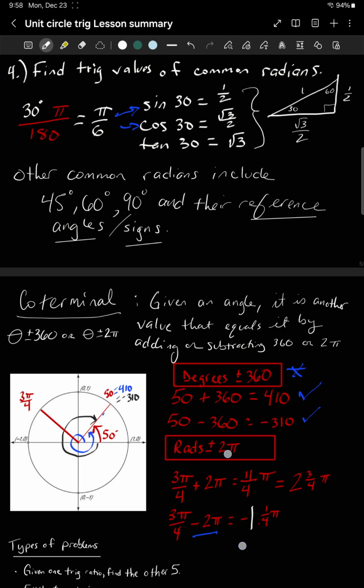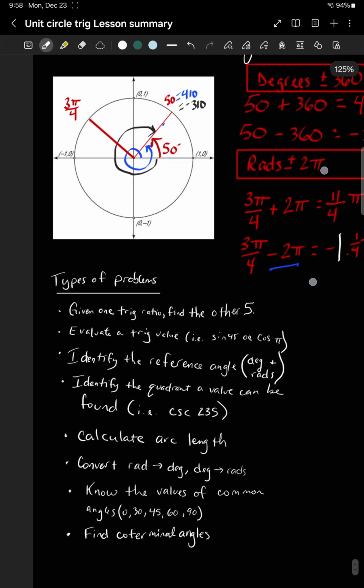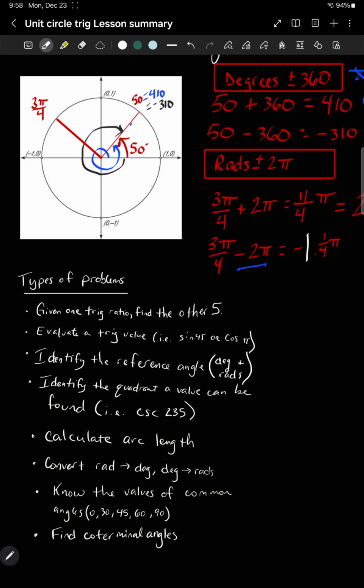With all this information now, what kinds of things are you going to be asked to do? Well, if you're given one trig ratio, you're going to have to find the other 5, which we talked about briefly. Can you evaluate a trig value if it's in degrees or if it's in radian form? And we have common degrees and we have not so common degrees. Can we identify the reference angles both in degrees and in radians? Can we identify the quadrant a value could be found? For example, cosecant of 235. What quadrant, and would it be positive or negative?